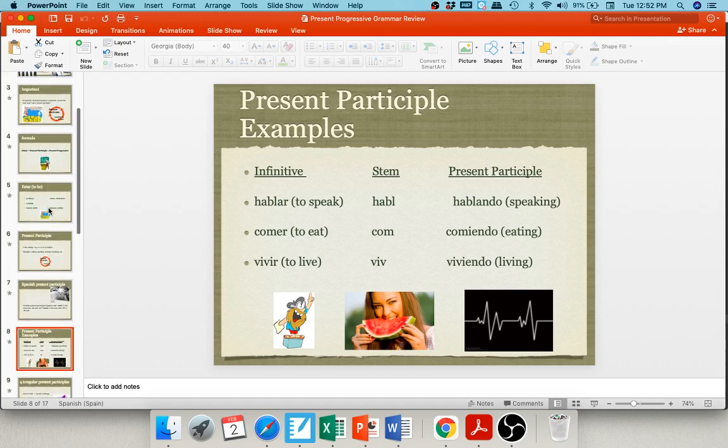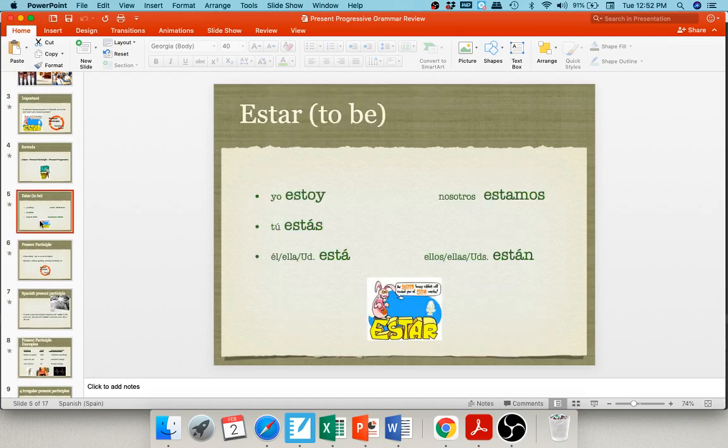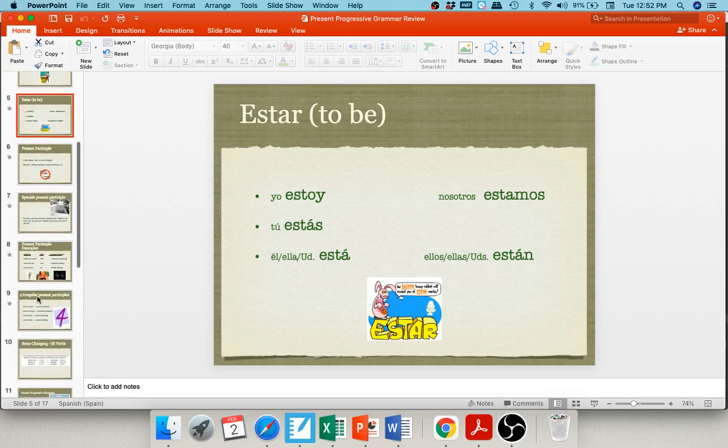Now, the part that changes, notice comer, comiendo, the comiendo part doesn't change. What changes is who's doing the eating. So your estar word, the subject here, is going to help you determine that, because comiendo is always going to be the same. Estoy comiendo, I'm eating. Estás comiendo, you are eating. Está comiendo, he or she is eating. Comiendo is still comiendo. Eating doesn't change. What changes is who does the eating. So it's the estar word here that will change.